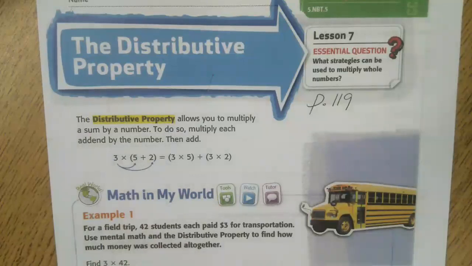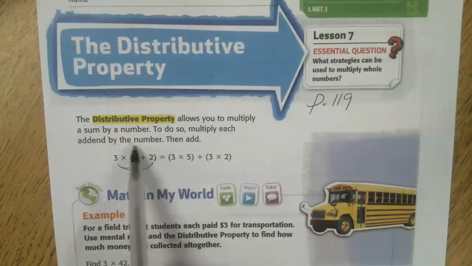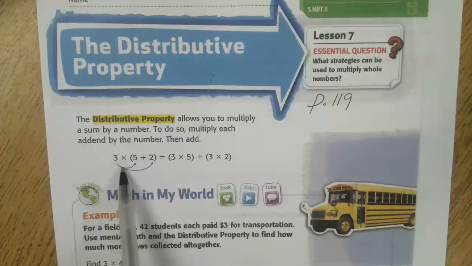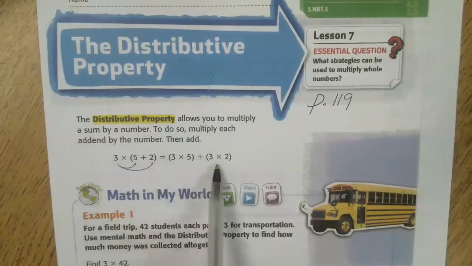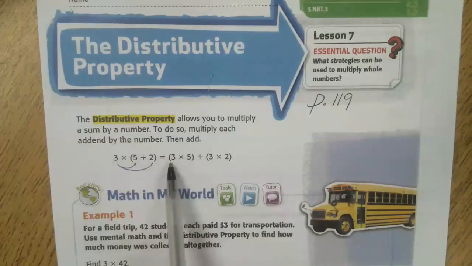So here's an example. If you have this problem here, 3 times (5 plus 2), basically how you can think about this problem is you can say 3 times 5 plus 3 times 2. And they show that over here. The parentheses, these little sideways smiley faces, are just there to show you which numbers are grouped together.